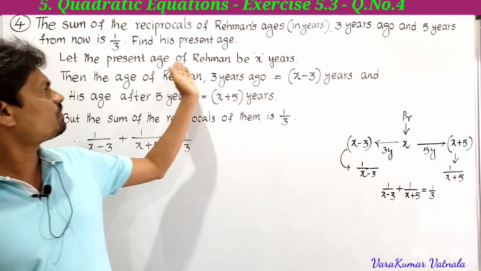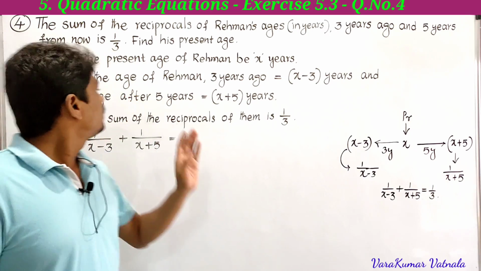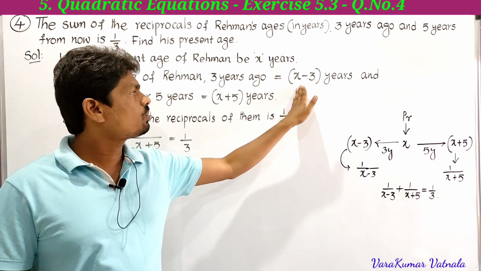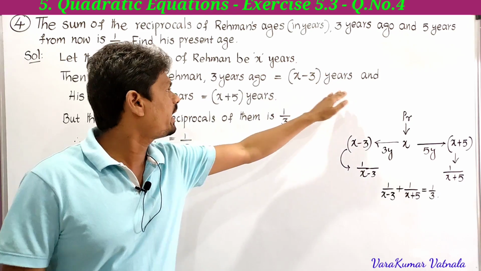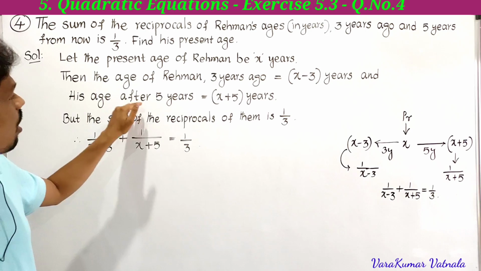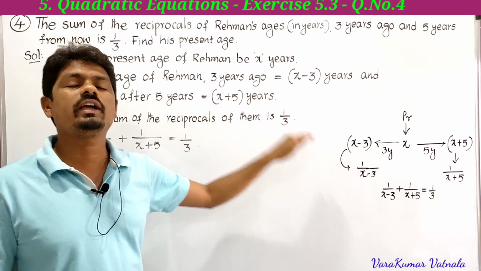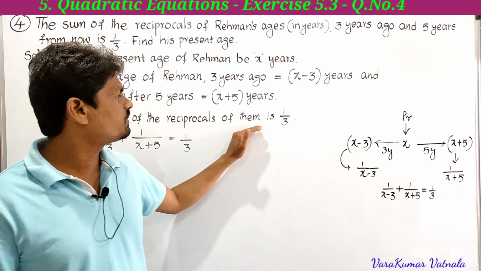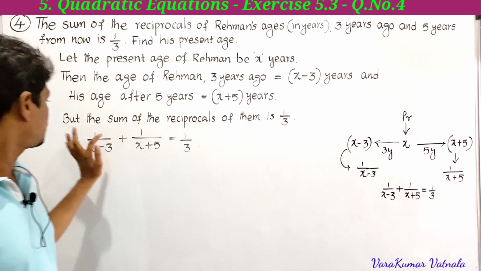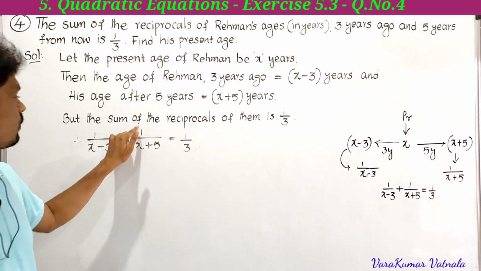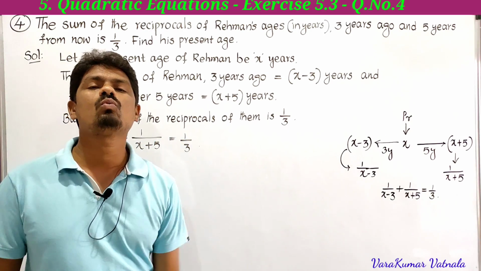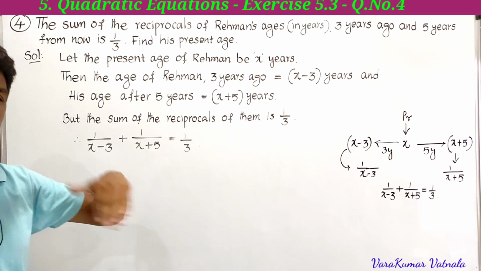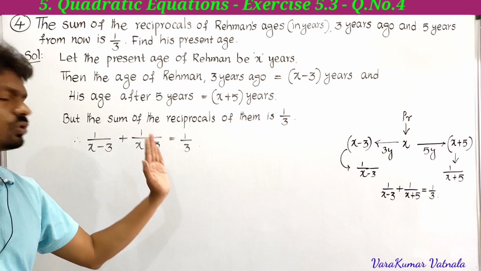Let the present age of Rahman be x years. Then the age of Rahman 3 years ago is equal to x minus 3 years, and his age after 5 years is equal to x plus 5 years. But the sum of the reciprocals of them is 1 by 3. So that is 1 by x minus 3 plus 1 by x plus 5 is equal to 1 by 3. So this is very important. If you understand it, you can do it very easily. So now we have to solve it.